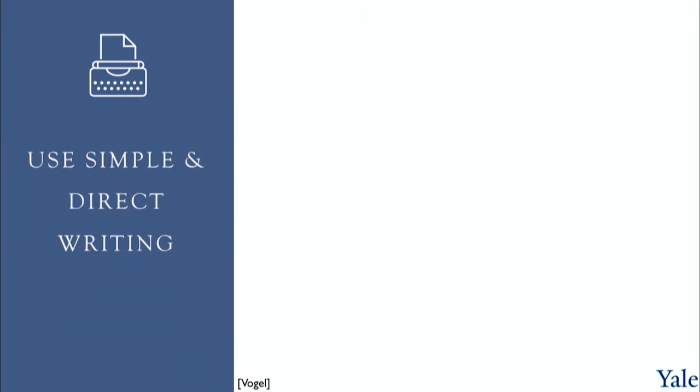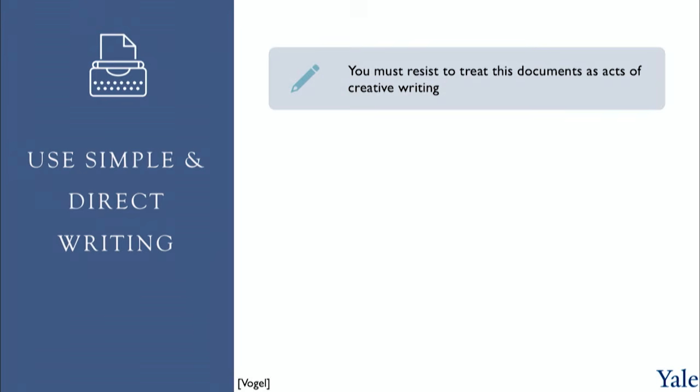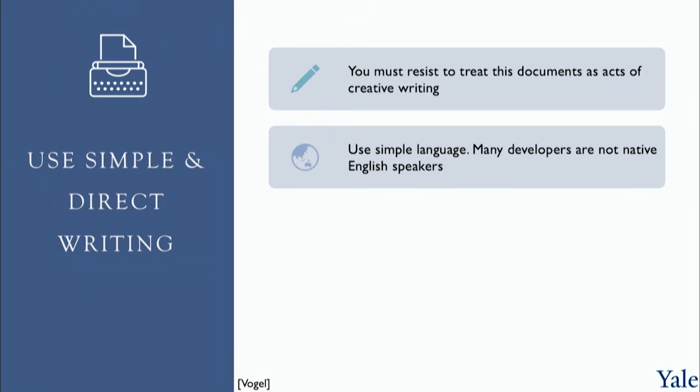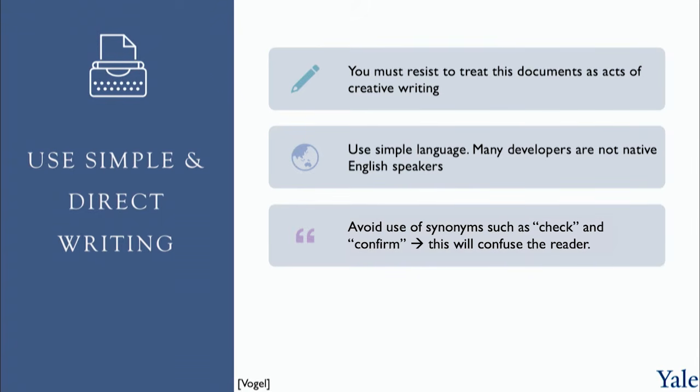As an aside, there's a lot of writing that's going to happen as part of this design process. And my advice, and this comes also from guidelines from Vogel in one of the books in this field, is that you should use simple and direct writing. You must resist the urge to treat this document as an act of creative writing. You use simple language, and you remember that many people working in software are not native English speakers. You have to avoid the use of synonyms such as check and confirm. This will confuse the reader.